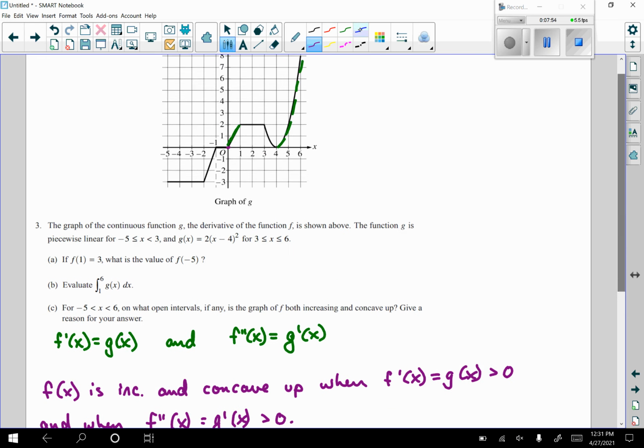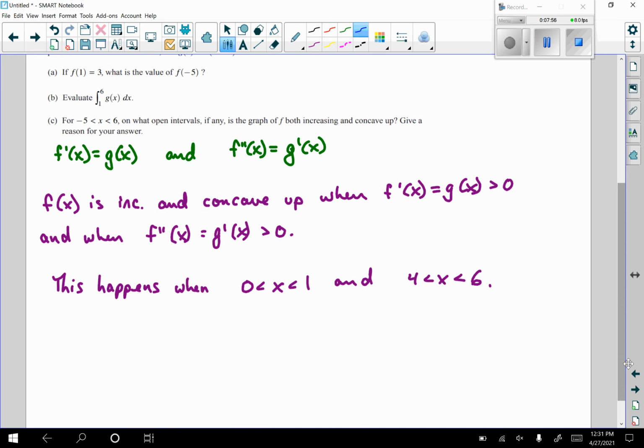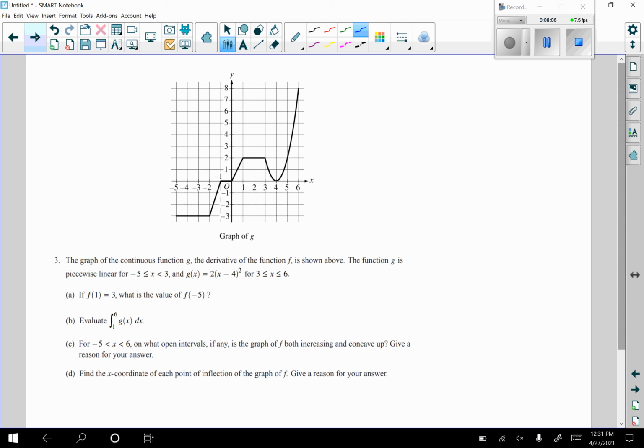All right, so for this one, we get 1 point for the intervals, 1 point for the reason. Let's take a look at part D. Find the x-coordinate of each point of inflection of the graph of f. Give a reason for your answer.